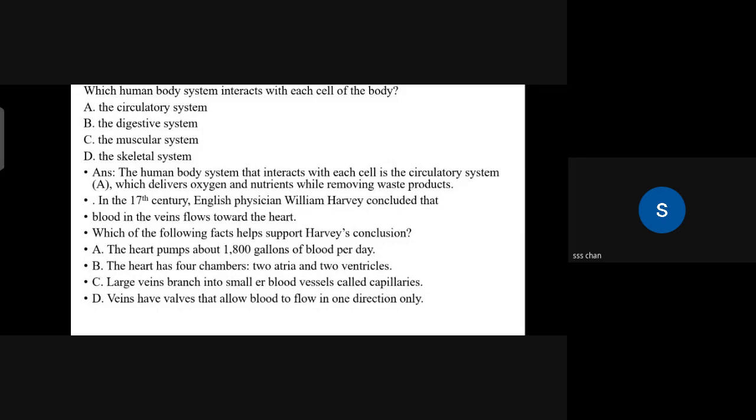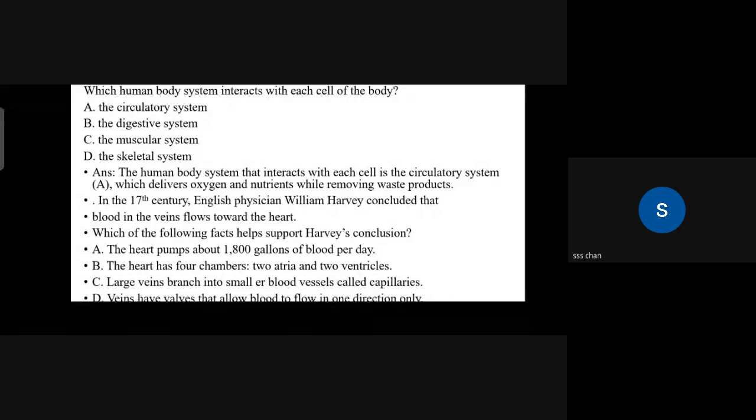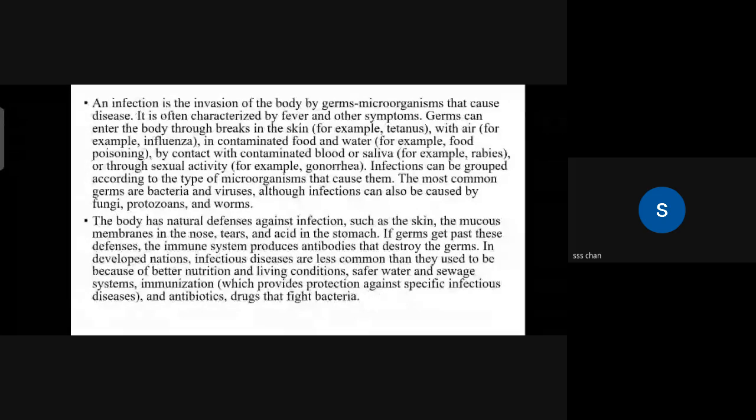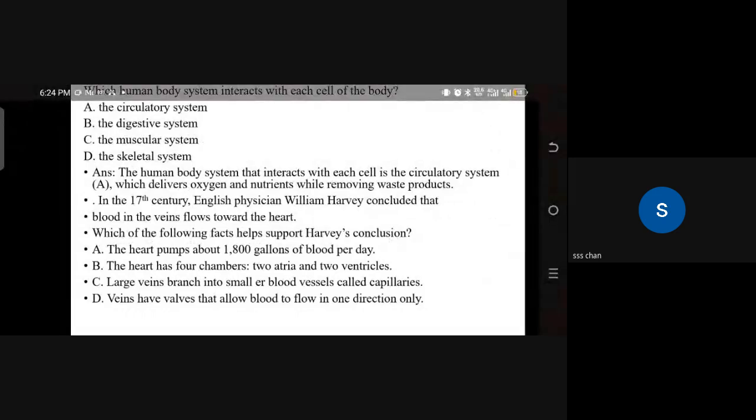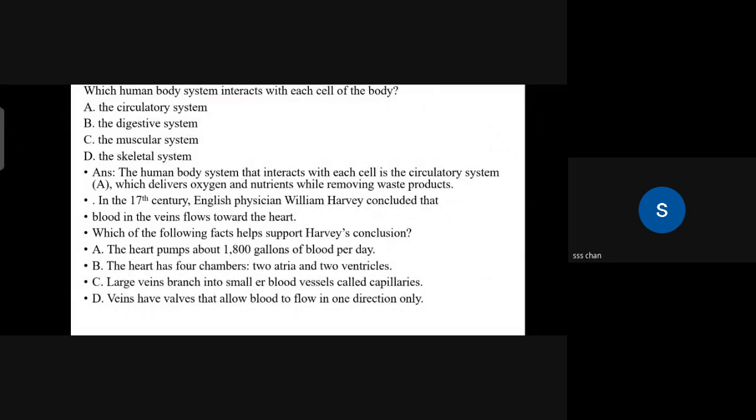In the 17th century, English physician William Harvey concluded that blood in the veins flows towards the heart. Which of the following facts helps to support Harvey's conclusion? His conclusion was that blood flows towards the heart.